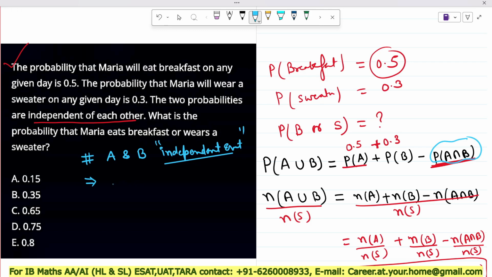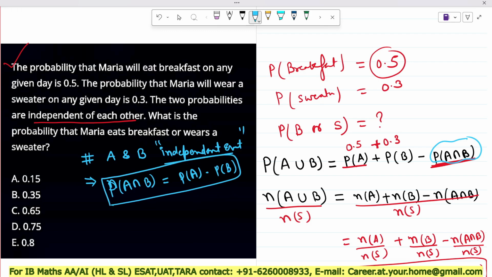Independent event means the probability of A intersection B is the probability of A into the probability of B. That's the mathematical condition. So you can say that this should be 0.3 into 0.5. Now please calculate what's the answer.